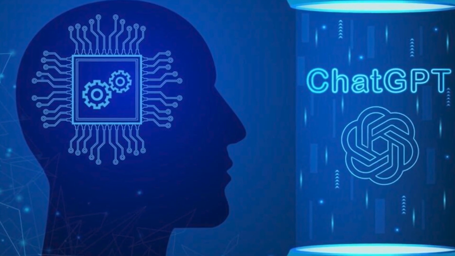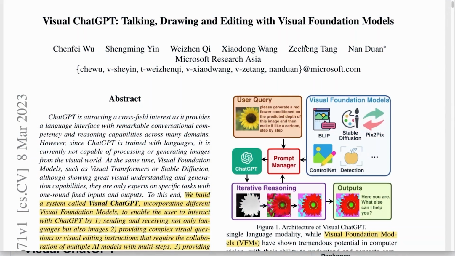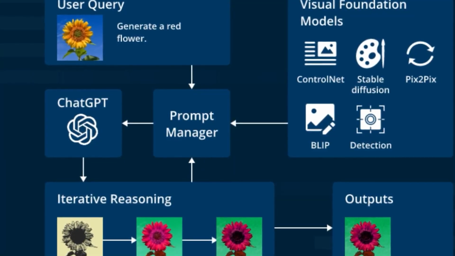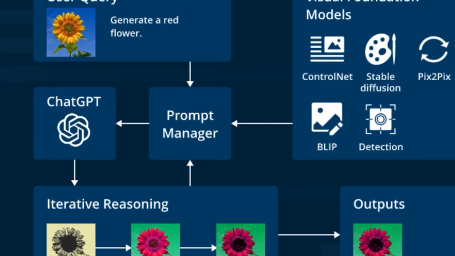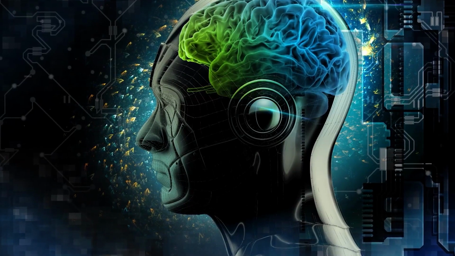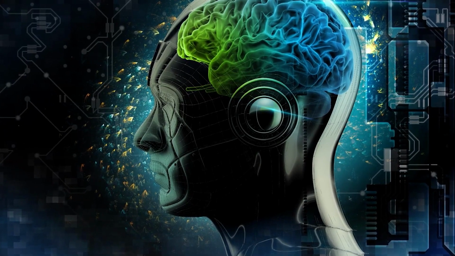VisualChatGPT also excels in iterative reasoning. For example, the user sends an image and asks the system to generate a red flower conditioned on the predicted depth of the image and make it look like a cartoon step by step. And guess what? VisualChatGPT successfully achieves that. It's truly mind-blowing. But let's not stop there.